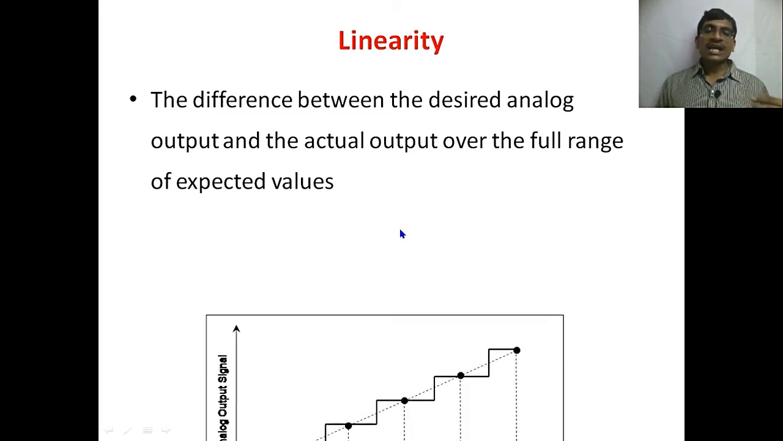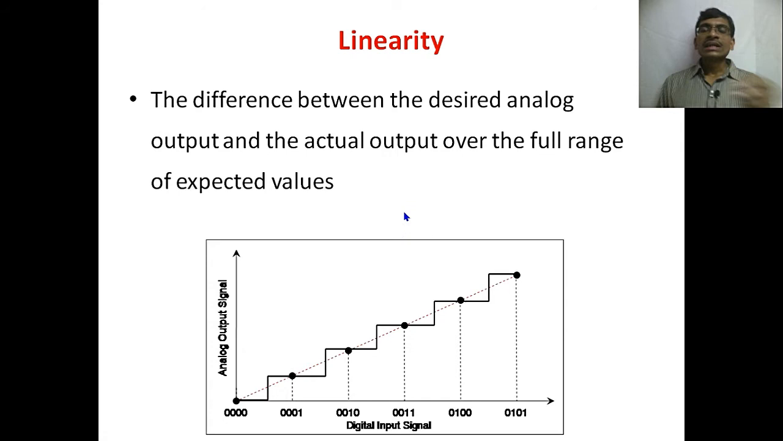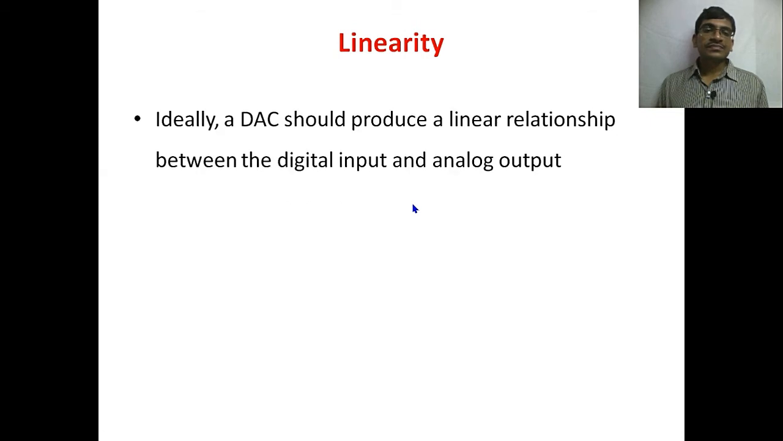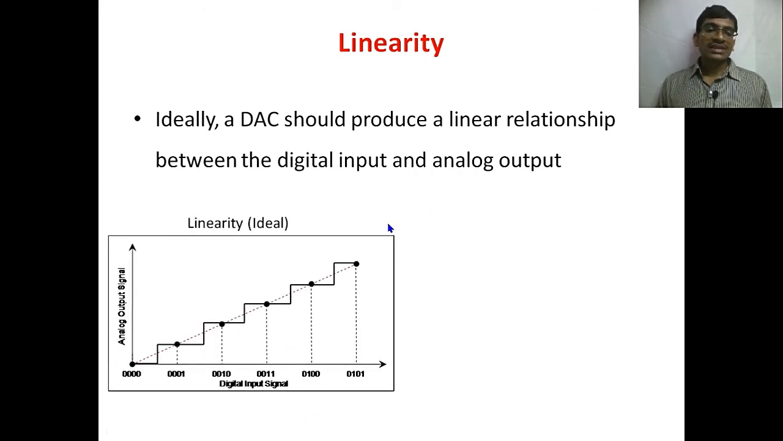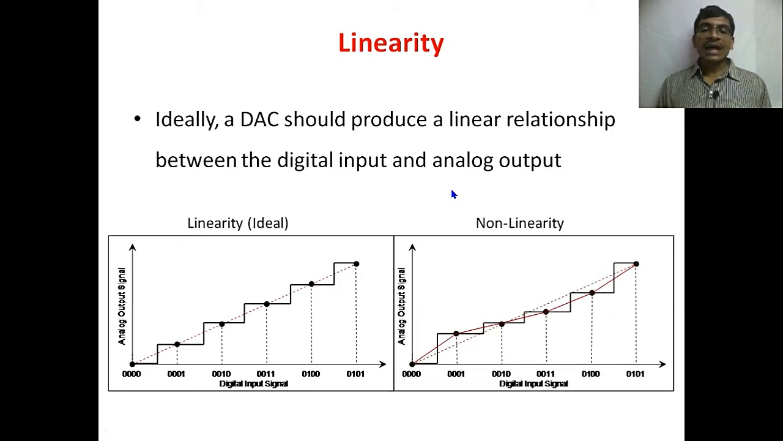That's why the difference between these expected values and the original values that occurred is called non-linearity. Ideally, a DAC should produce a linear relationship between the digital input and analog output. So if you see the ideal linearity curve, here it varies ideally. For every LSB variation, we get some change in the analog output signal. Non-linearity means the analog output voltage varies differently for every bit change.